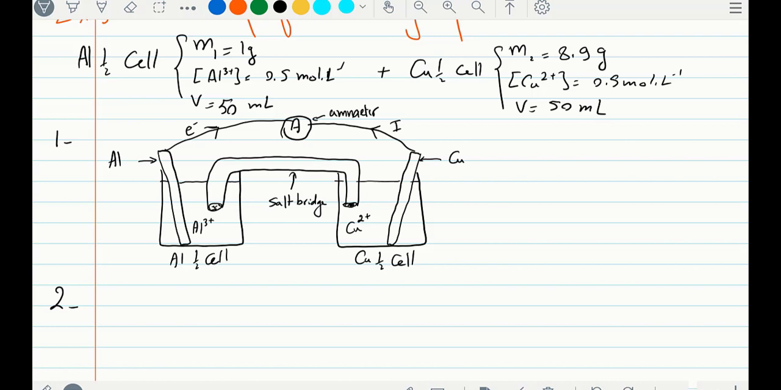Part 2. As given, the direction of the electric current is from Cu strip to Al strip, and we know that the direction of electric current is from cathode to anode, then Cu is cathode and Al is anode.